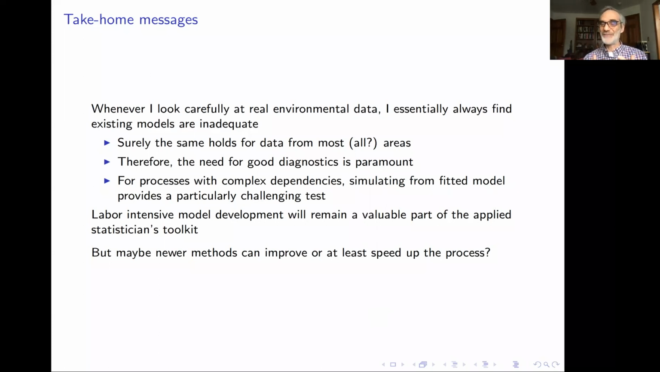my feeling is every time I look at real data carefully, even things that seem pretty innocuous, I end up concluding that the standard models aren't right. And maybe that's just the kind of data I look at, but I don't think so. I think that's a pretty common thing. And so I tried to give a lot of plots here.